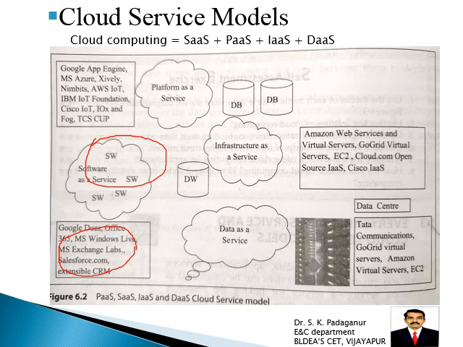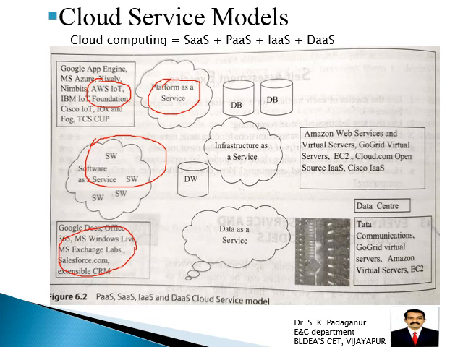Then the second one is PaaS, that is platform as a service. A very important thing is Google App Engine, MS Azure, Xively, Nimbits. Later we'll see what Nimbits means. Then very popular is AWS IoT, Amazon Web Services Internet of Things. So you can use it as a platform. That's why PaaS, platform as a service.